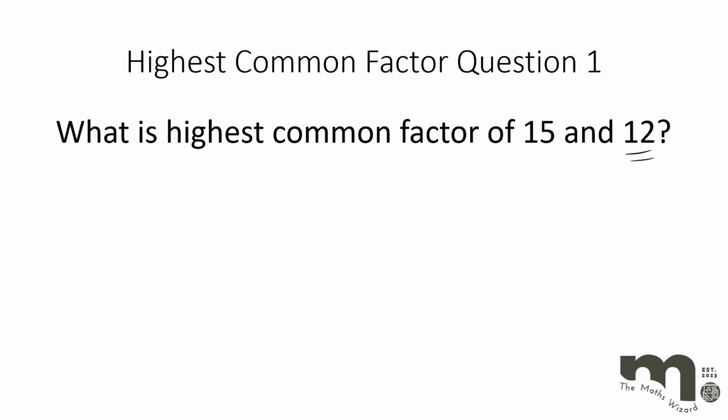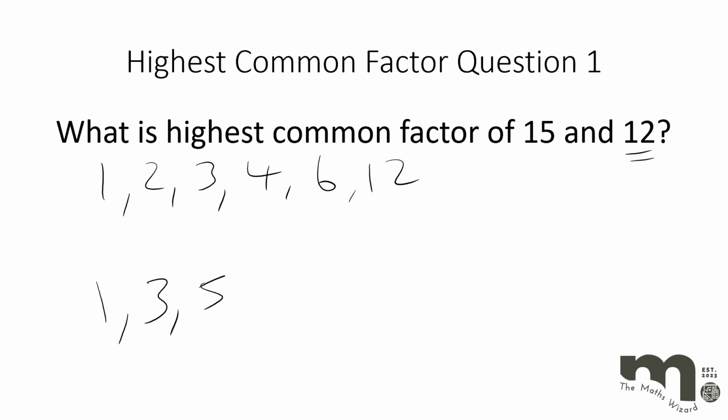So I'm going to write down the factors of 12 now. So we've got 1, we've got 2, we've got 3, we've got 4. 5 does not, but 6 does. And then we've got the number 12 itself. Now you can write out the factors of 15 as well. So we've got 1, 3, 5, and 15 there.